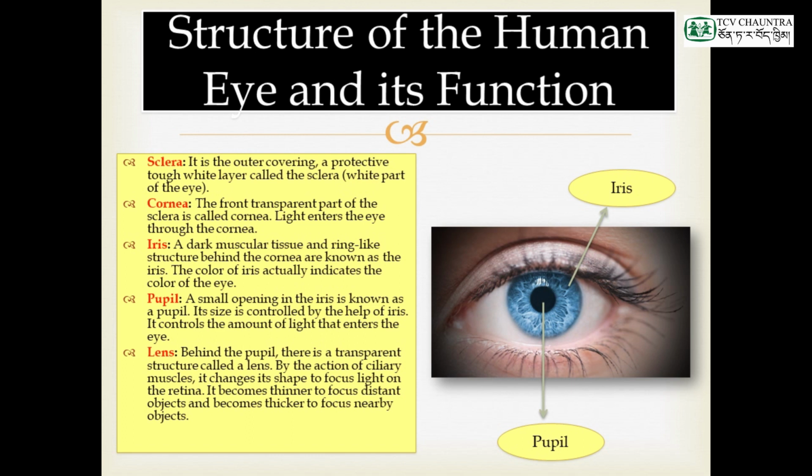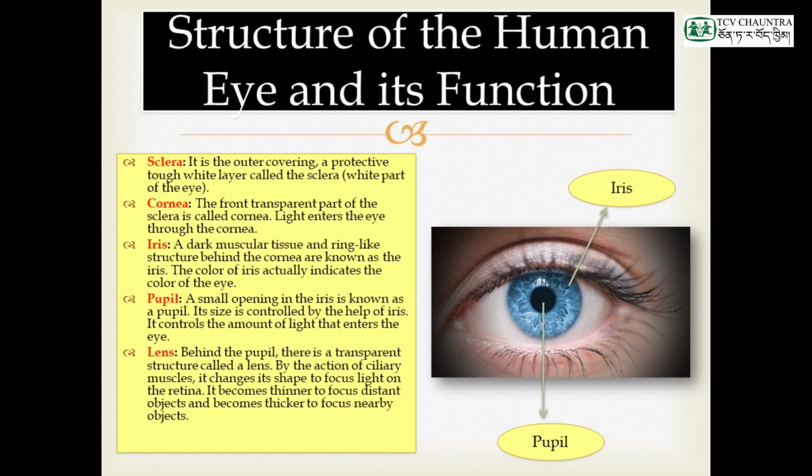Now this is being controlled by another muscle called the ciliary muscle. This muscle changes the shape of the lens. So the ciliary muscle changes the shape of the lens, which lets us focus on objects.